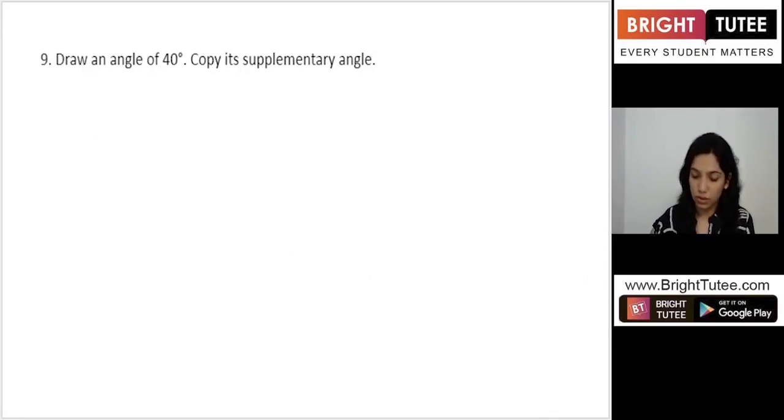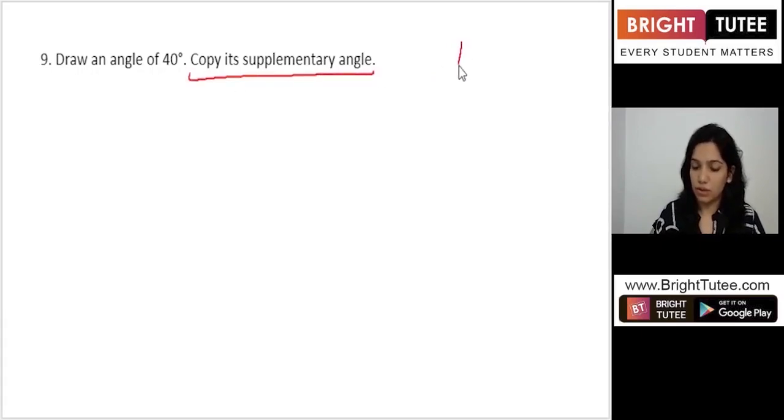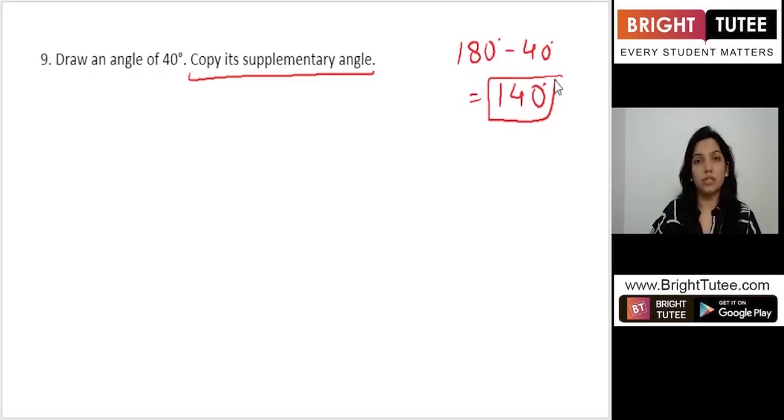Supplementary angles are what? I hope you know what complementary angles and supplementary angles are. So a supplementary angle means that we are going to find the angle that will add up with 40 to give the answer as 180, right? So here 40 degrees is already given. They want us to copy the supplementary angle. So that means 180 take away 40 we need to do, and the answer is 140. So we are going to copy a 140 degrees angle.